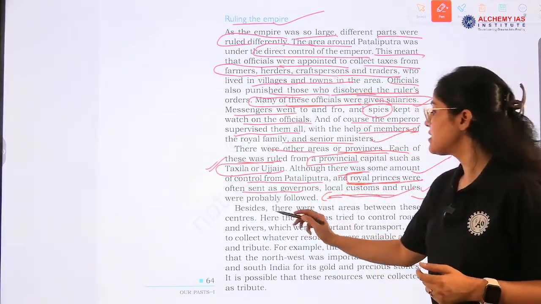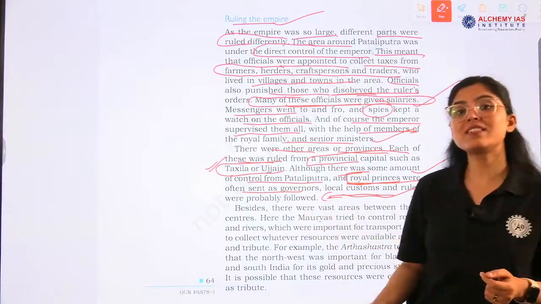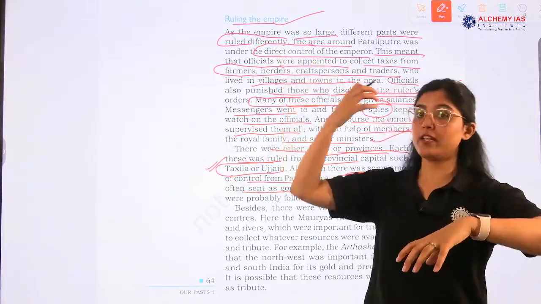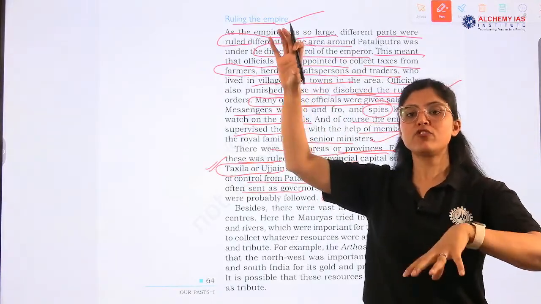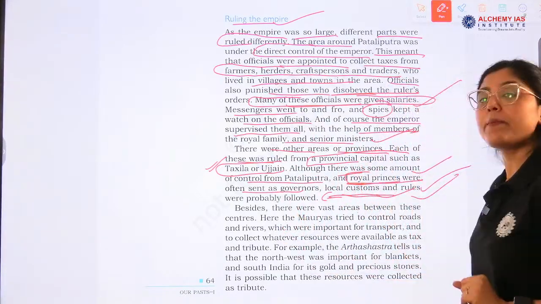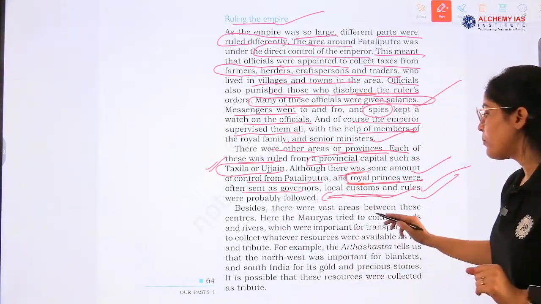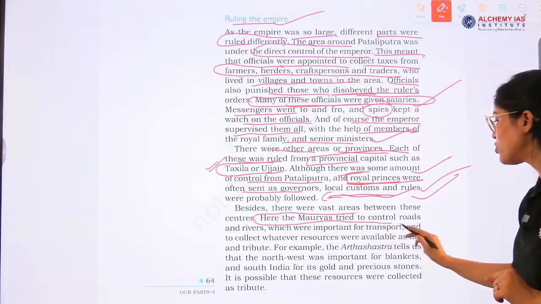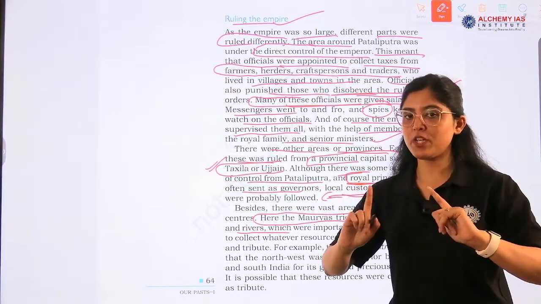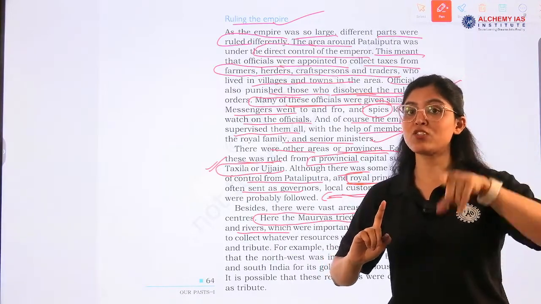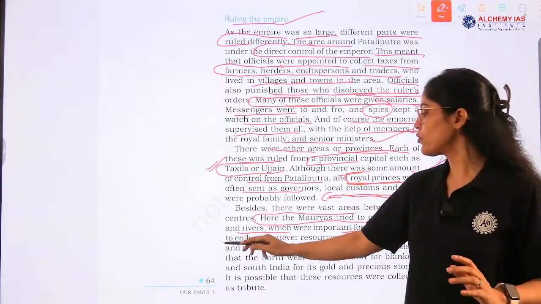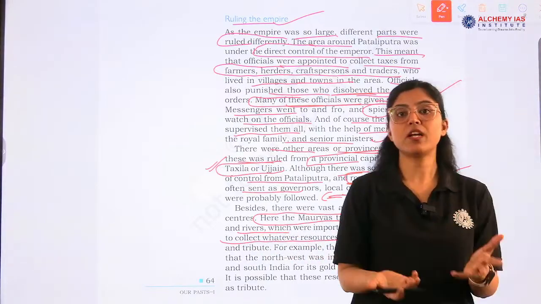Now, besides, there were vast areas between these centers. So, we know that Takshila and Ujjain and then Patliputra. Between these areas, there are other areas also. So, what is happening with those areas? Here, the Mauryas tried to control roads and rivers. Road is what? Transportation. River was also used as a means of transportation, which were important for transport and to collect whatever resources were available.